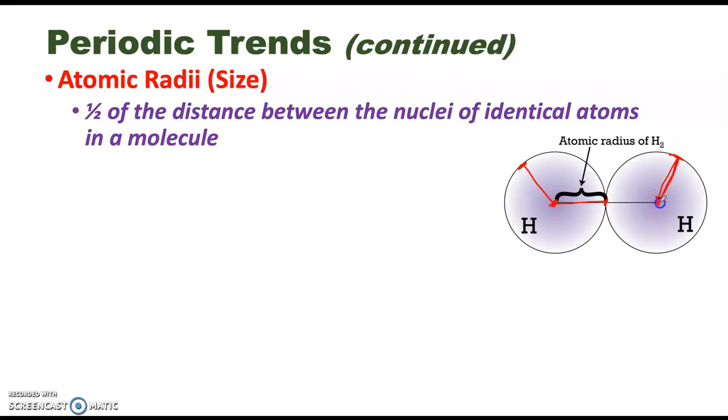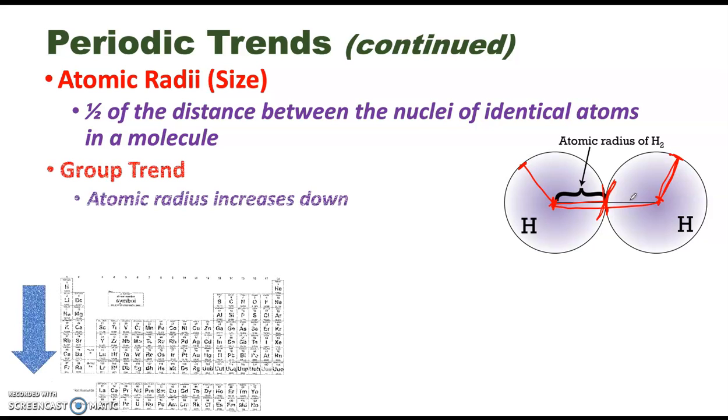So you take two nuclei, bond them together, and then find the distance between the two nuclei because you assume that the atoms combine. When they combine, they stop when their electron clouds bump into each other. So they're kind of defining their own boundary for you. So for the most part, you have to memorize this definition: half the distance between nuclei of identical atoms in a molecule. But I want to at least explain why this is the definition.